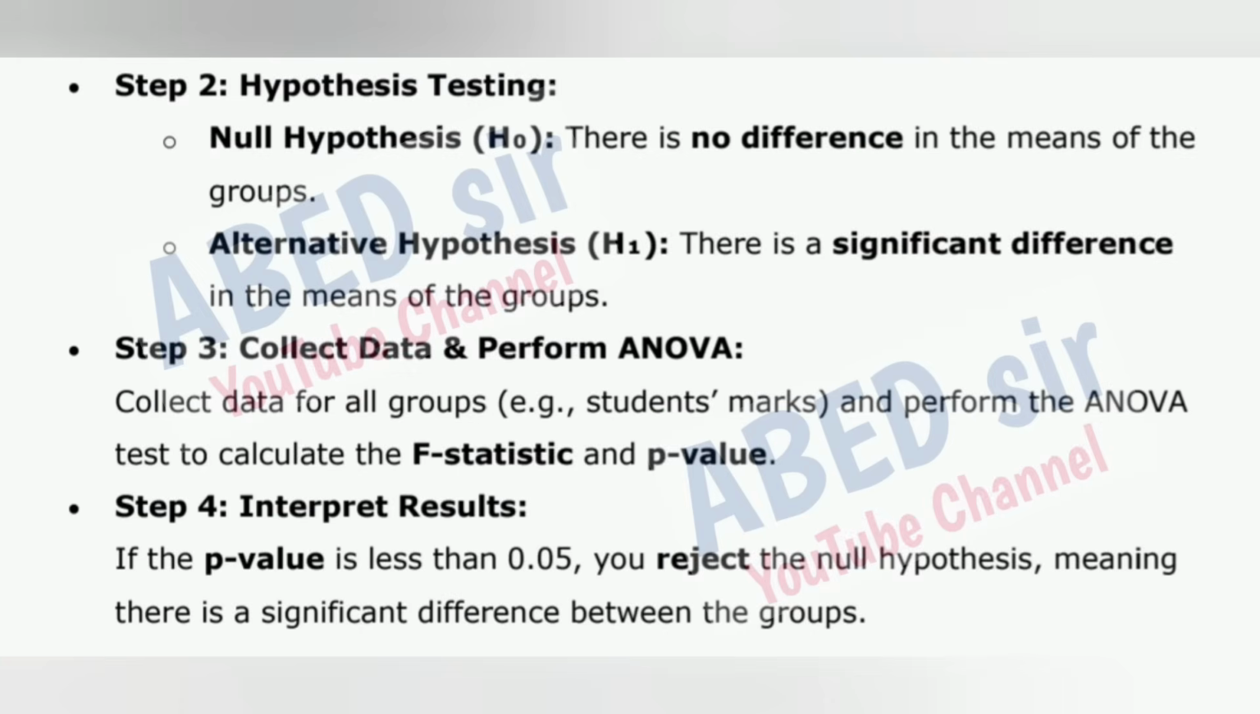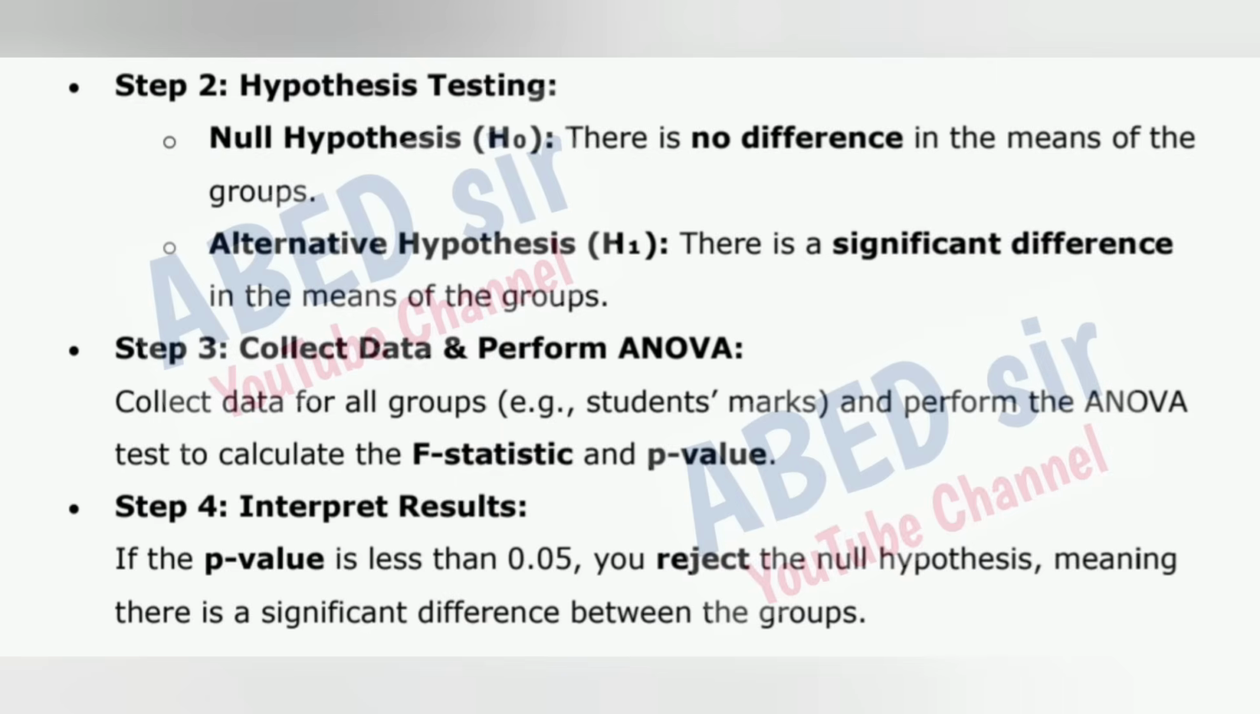Step 2. Hypothesis testing. Null hypothesis, H0. There is no difference in the means of the groups. Alternative hypothesis, H1. There is a significant difference in the means of the groups.